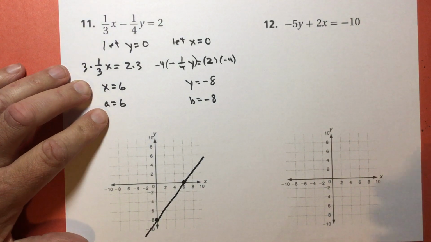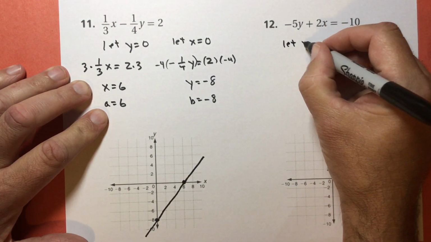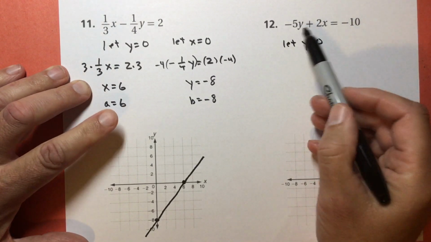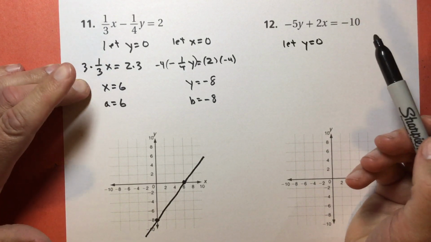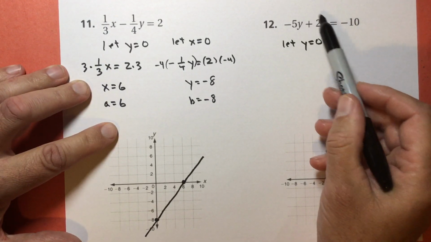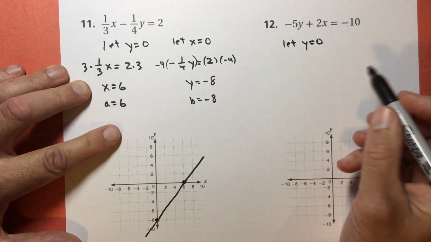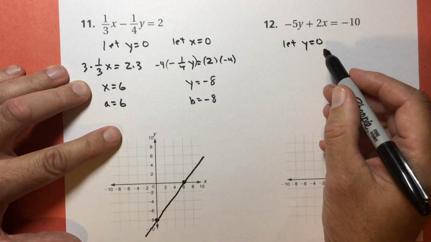Finally, problem number 12. I'm going to let y equal 0. So I got negative 5y. Oh, one thing I could have done with this one, it's not going to change anything, that's why I'm just catching it now. I could have turned this around and said 2x subtract 5y. It'll be all right. It's not technically standard form, but the process is still going to be the same.